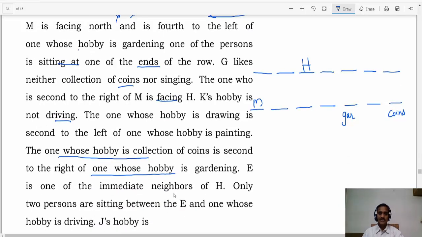E is one of the immediate neighbors of H. E can be here or E can be here. Only 2 persons are sitting between E and the one whose hobby is driving.